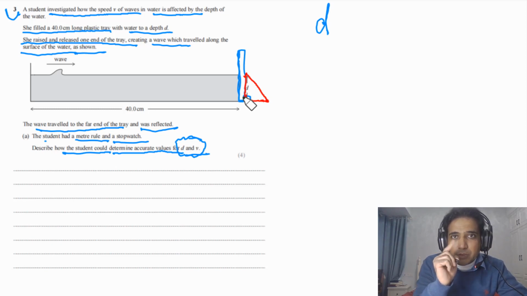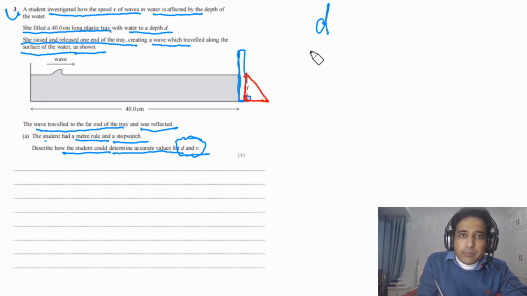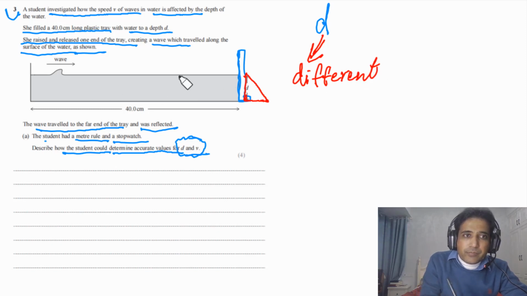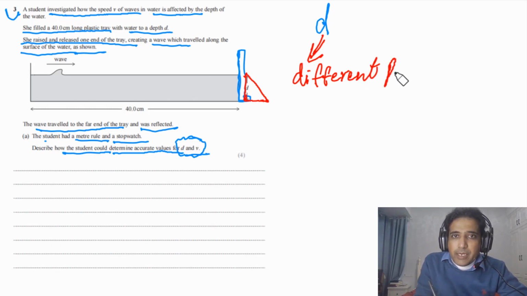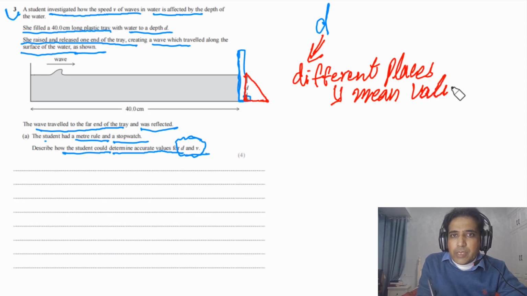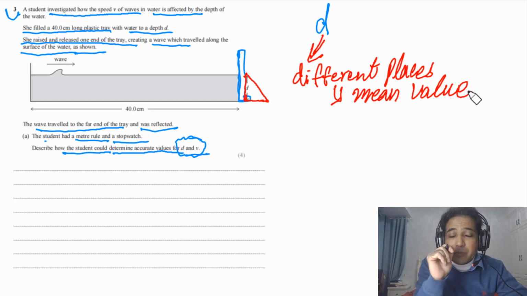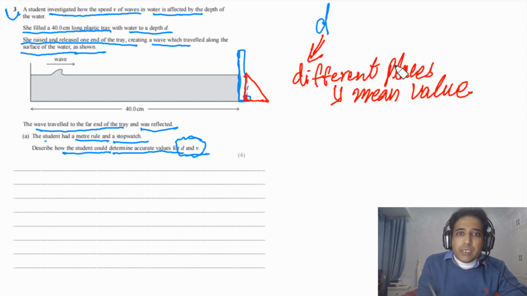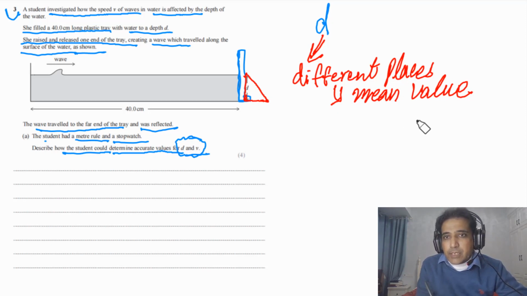So this is one thing we can do. And also we can measure the value of d at different places along the tray, and then we can find the mean value. This is a very common point: whenever you take any readings, when you do any measurements, always repeat and take the average. Different places, then we can calculate the mean value.